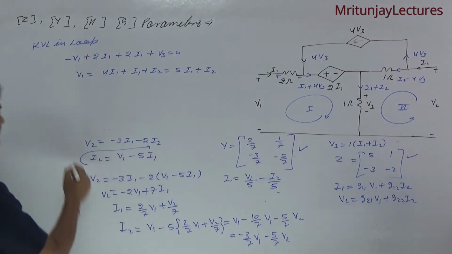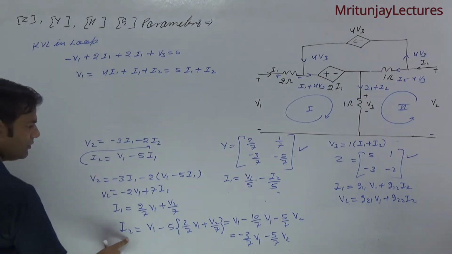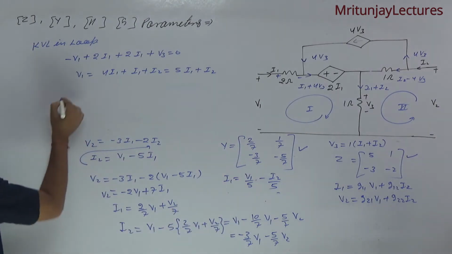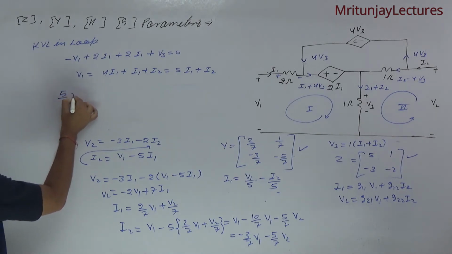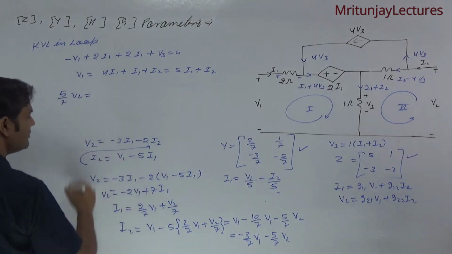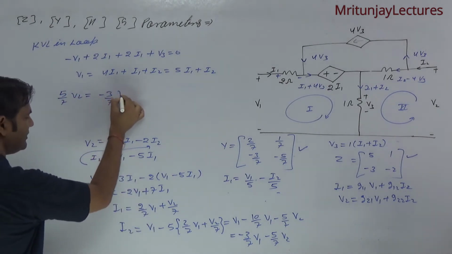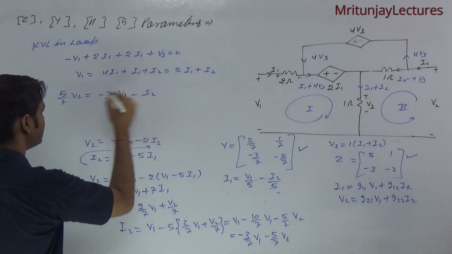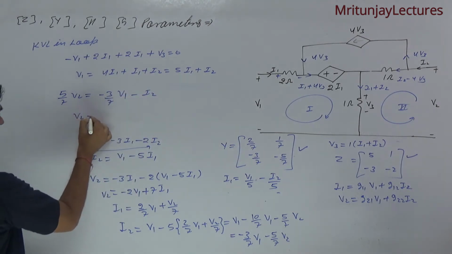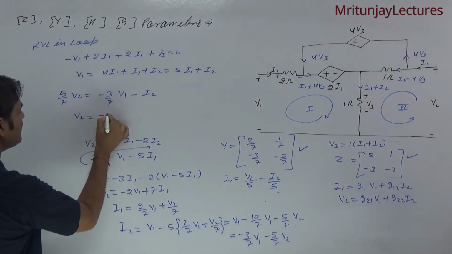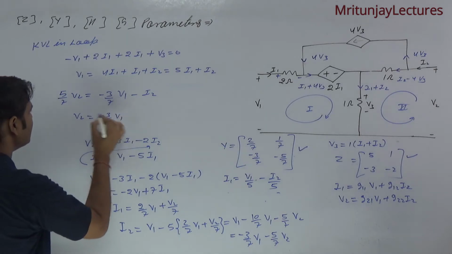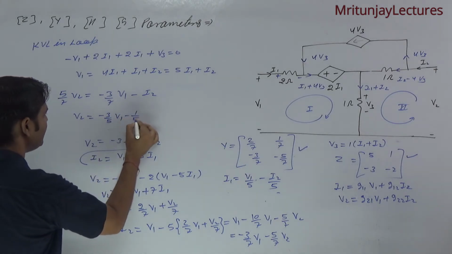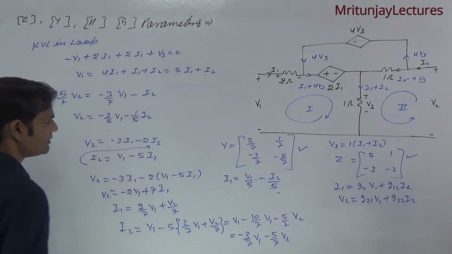From this one, our motto is to determine V2. So 5 by 7 V2 will be equal to minus 3 by 7 V1 minus I2. Okay, so V2 will be equal to minus 3 by 5 V1 minus 1 by 5 I2.